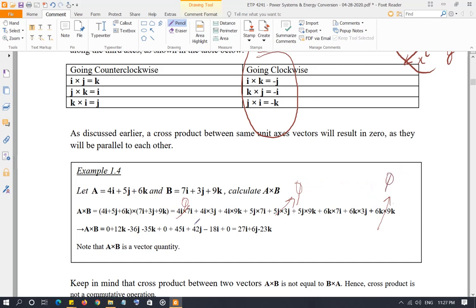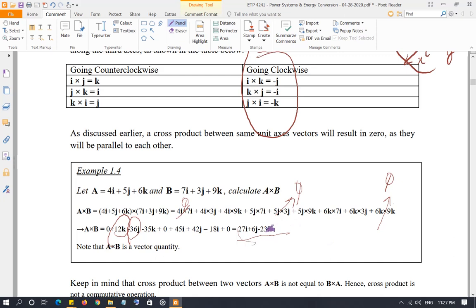Rest of them, 4 times 3 is 12, and i cross j is k. So 12k, and likewise i cross k is negative j right here, going clockwise. So 4 times 9 is 36, negative 36j. And likewise you can carry out all of them, and then you can add or subtract the numbers that are in the same direction, and you can get the final answer, which in this case is going to be 27i plus 6j minus 23k.